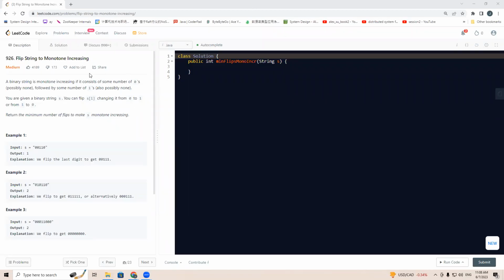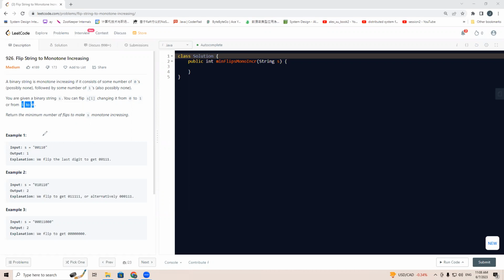This is LeetCode 926, Flip String to Monotone Increasing. For this question, it gives us a string S, and the characters in it can be 0 or 1. For one flip, we can change a 0 to 1 or a 1 to 0. So that's called a flip. It asks for the minimal number of flips we need for this string to get it monotonic increasing.